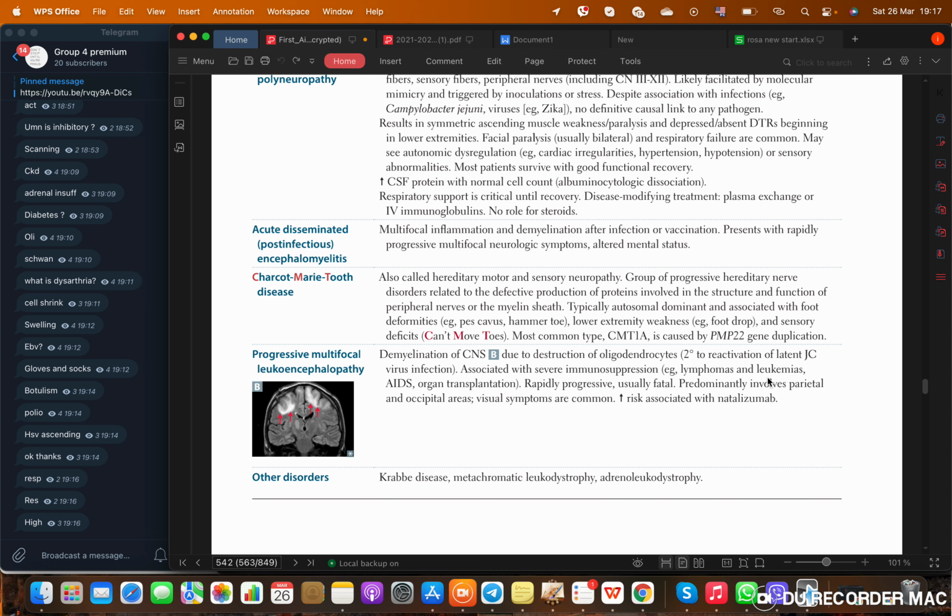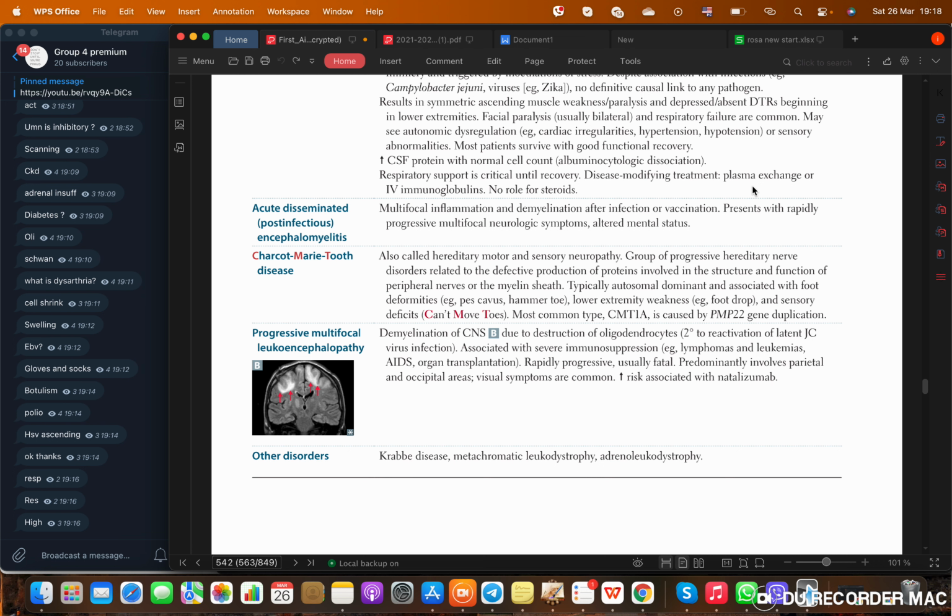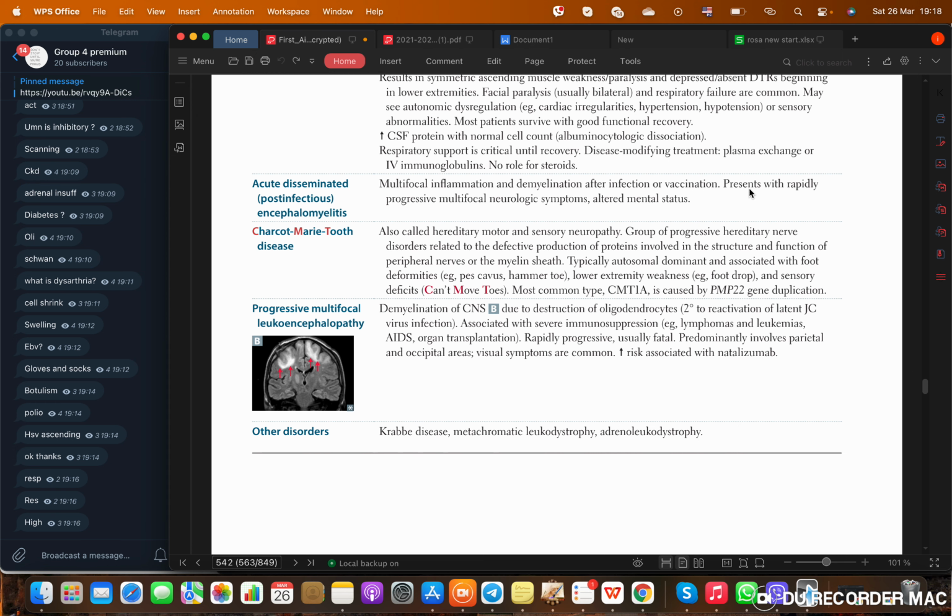Disease-modifying treatment like plasma exchange or IV immunoglobulin will help. No role of steroids, which is kind of weird since it is mediated by the immune system. However, the steroids don't help. So, plasma exchange, and the USMLE can also use the word plasma ultrafiltration. It's the same thing. Basically, you are trying to clear out the antibody, or by giving IV immunoglobulin, you trick your body into producing less immunoglobulin, which means less symptoms.